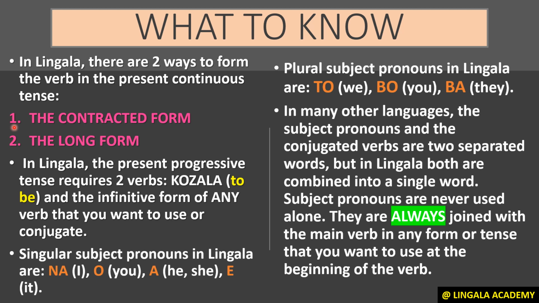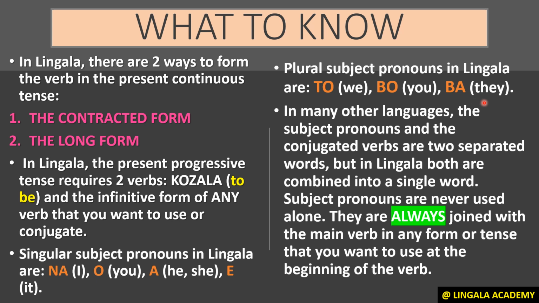Next thing I want you to know, if you're not familiar with this, you need to know the singular and the plural subject pronouns. The singular subject pronouns in Lingala are: Na. Na is I. O is you. A is he or she. A is it. The plural ones are: To. To is we. Bo. Bo is you. And then ba. Ba is they.